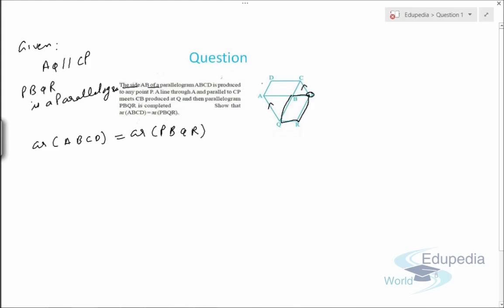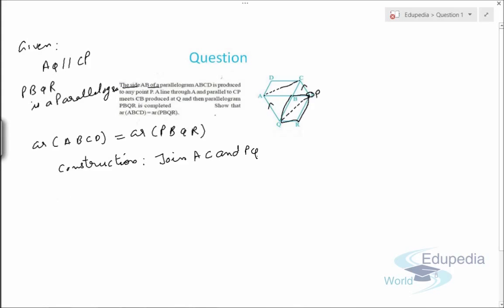Now what we can do is we can join these two lines. Let's say we join AC and then we join PQ, right? So this is a point P. Now we can write construction: we need to join AC and PQ, right?